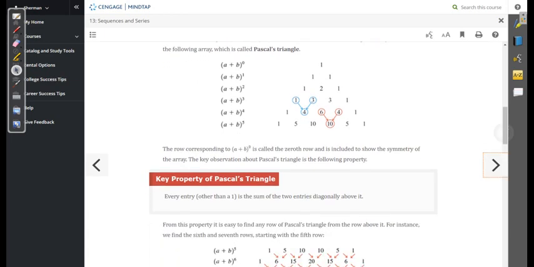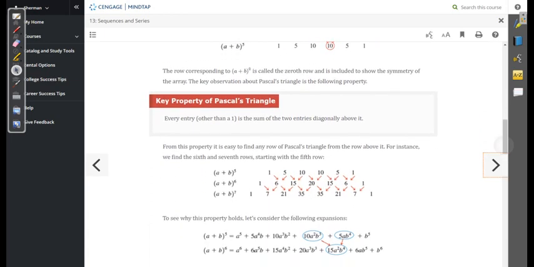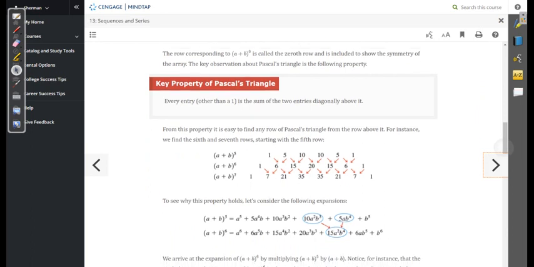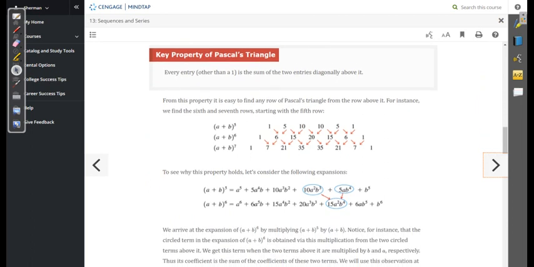All right, so let's see. I guess that kind of says the key property of Pascal's triangle, but I don't think you could create a Pascal's triangle just from that. It says every entry other than 1 is the sum of the two entries diagonally above it, which we did show. It reads, from this property it is easy to find any row of Pascal's triangle from the row above it. For instance, we find the 6th and 7th rows starting with the 5th row. So we start with the 5th row, and then we create the 6th and 7th rows.